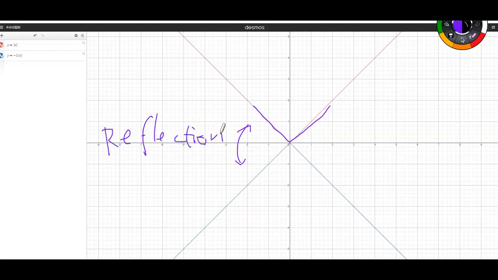What makes the reflection happen? You multiplied a negative number in the equation. Okay, so this time you're not making your parent picture thinner or wider, because you multiply a 1. It is not bigger than 1 or smaller than 1. So the shape of your parent picture doesn't change at all.